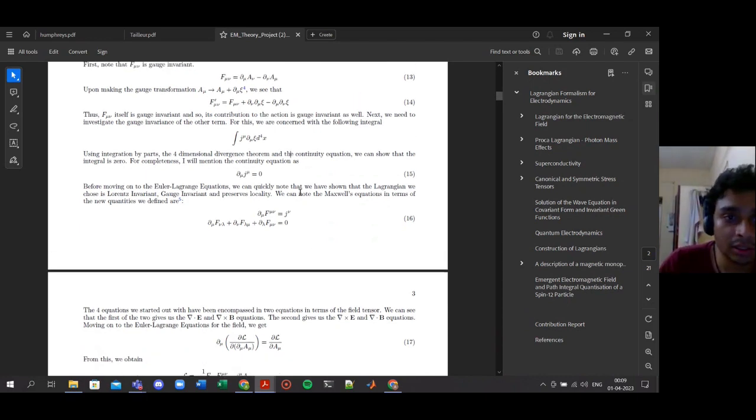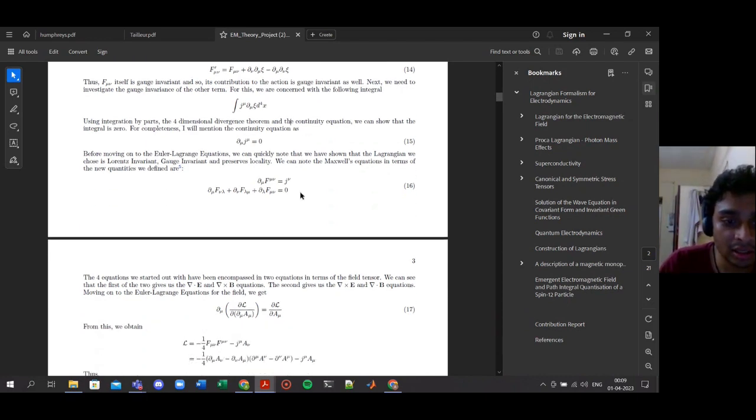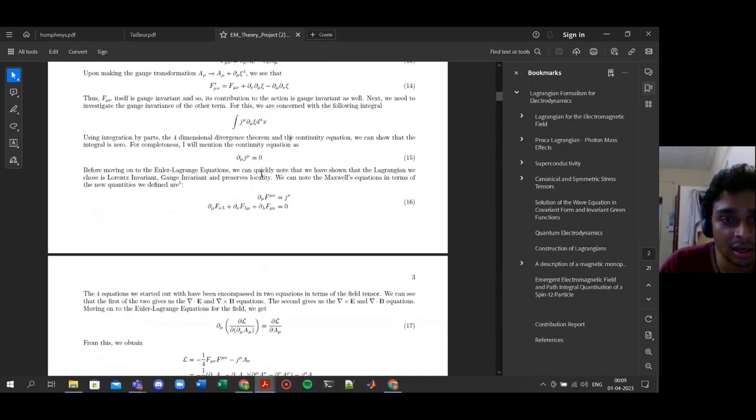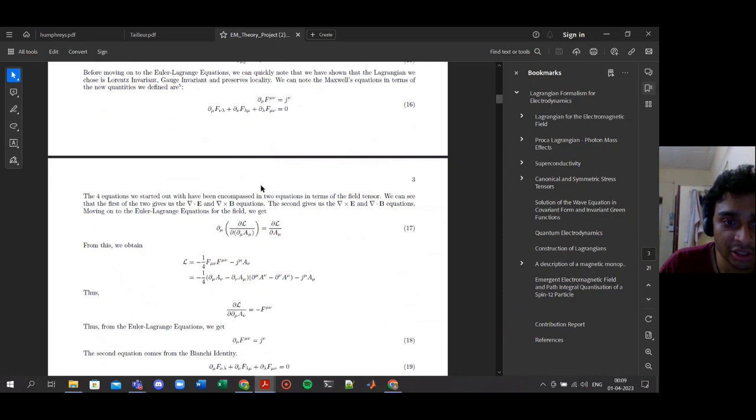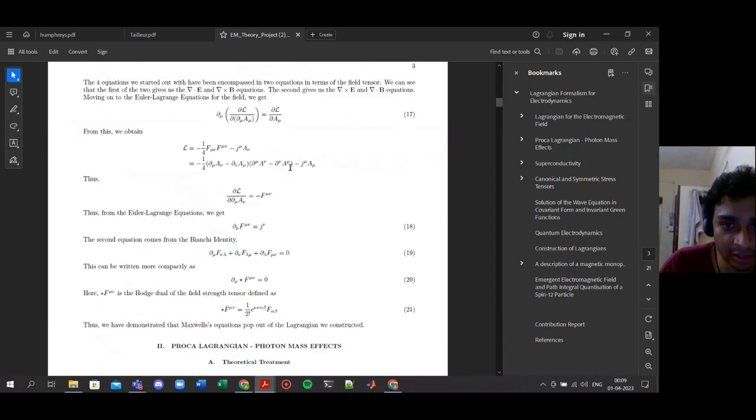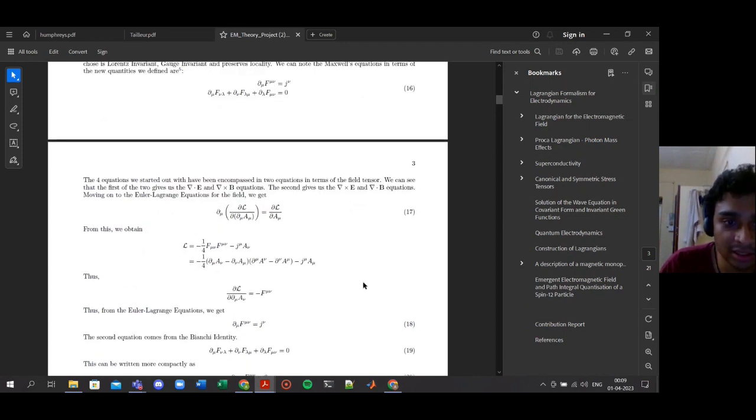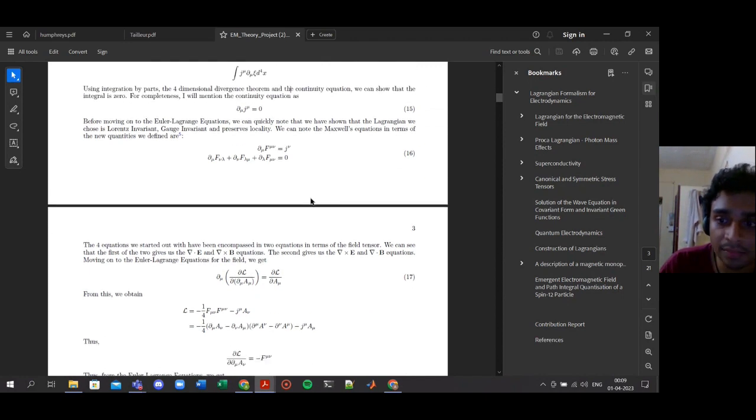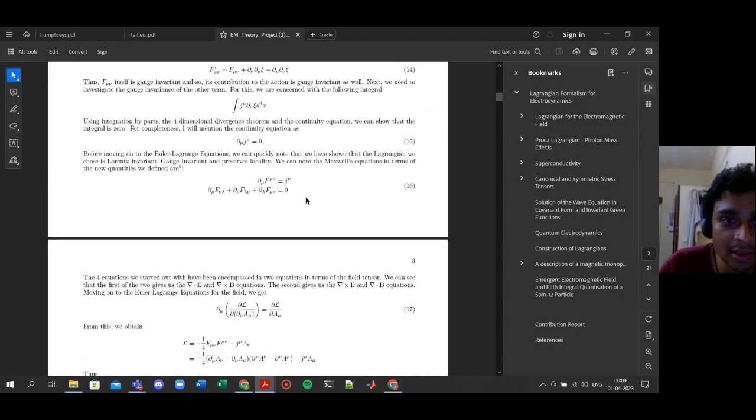Now, deriving the Euler-Lagrange equation of motion from this Lagrangian is a rather straightforward calculation, and it is described here in equations 17 and 18. In these steps, we can see how we get the non-homogeneous Maxwell's equation.